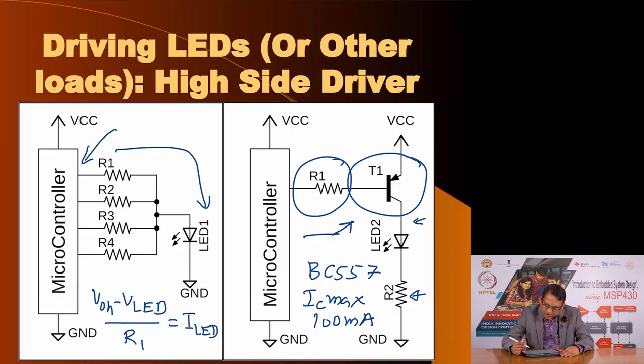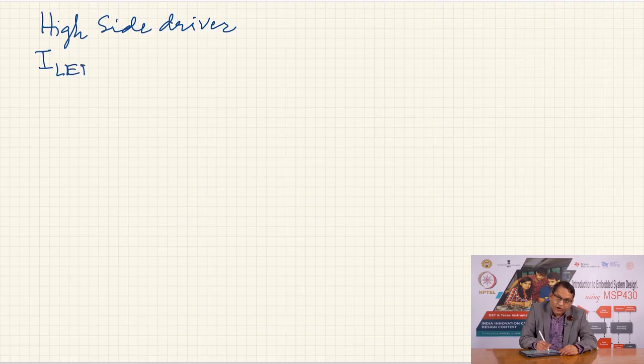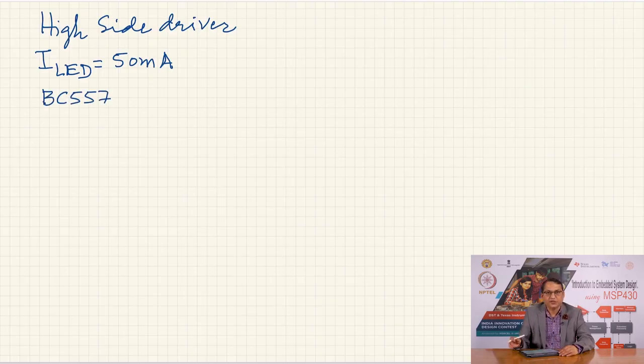So, we are going to do this, that we have a high side driver. Our I LED, the current through the LED that we want, is 50 milliampere. Our transistor will now be a PNP transistor. So, the corresponding transistor to BC547, which is a similar transistor with similar parameters, is BC557, and we are going to assume the same numbers for it. Of course, you should refer to the data sheet of BC557 to ensure what the numbers are, and if they are different, to use them in these calculations.